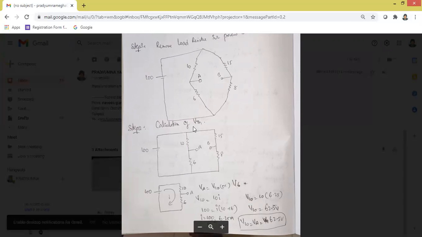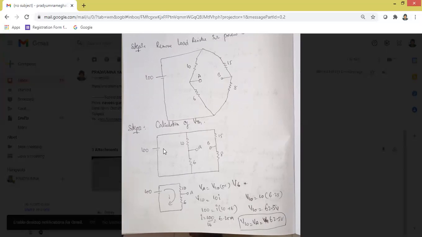So what is this Thevenin's voltage, and how do we calculate it? Thevenin's voltage VTH is nothing but the voltage present between the terminals A and B, VAB, that is VA minus VB. As we know, potential is nothing but the potential difference between two end points. So if I want to calculate the voltage between A and B, we should calculate VA and also VB, and take the difference of these two voltages, which gives the Thevenin's voltage.